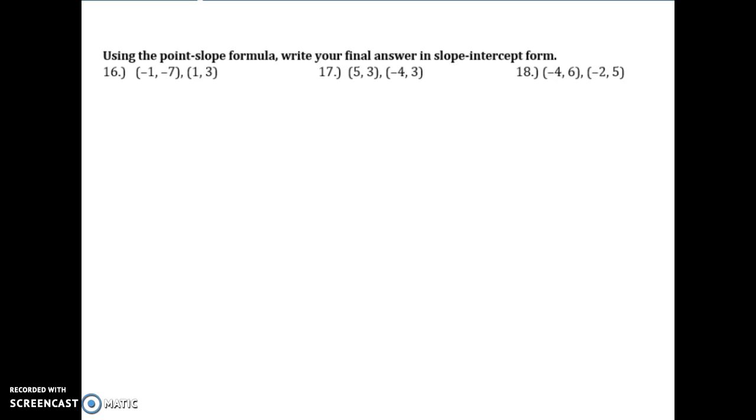When I was playing back the last recording, I realized I made a mistake talking about number 15. At the last step, we multiplied by -1, not to get rid of the fraction, but to get rid of the leading negative coefficient.